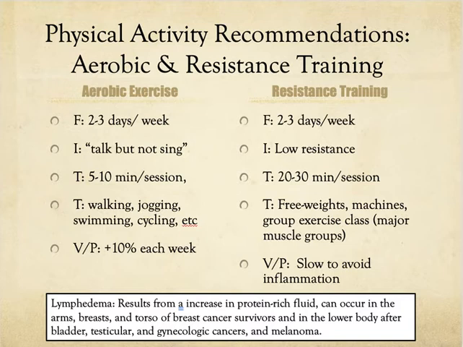An inflammation-related adverse effect of cancer treatment called lymphedema can cause swelling in the area of the body affected by cancer. This results from an increase in protein-rich fluid, which can happen with increased inflammation and can occur in the arms, breasts, and torso of breast cancer survivors and in the lower body after bladder, testicular, and gynecologic cancers, as well as after melanoma.